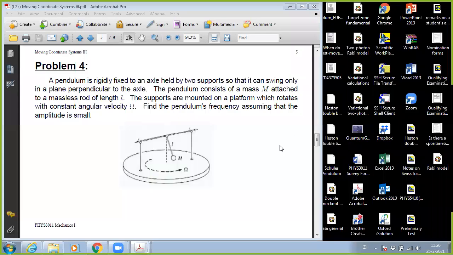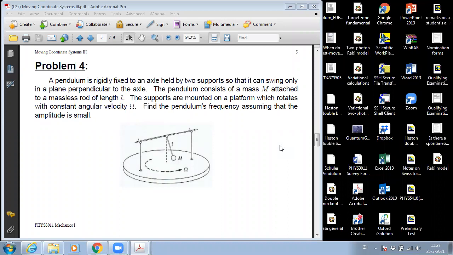I forgot to resume. Okay, let me repeat. Now this is a new problem concerning the rotating frame. There is a pendulum which is rigidly fixed to an axle held by 2 supports so that it can swing only in a plane perpendicular to the axle. You can treat it as a pendulum clock at home. This rod is weightless, but it is rigid, so it just swings back and forth. If you are sitting on the rotating disc, you only see the pendulum swinging back and forth.